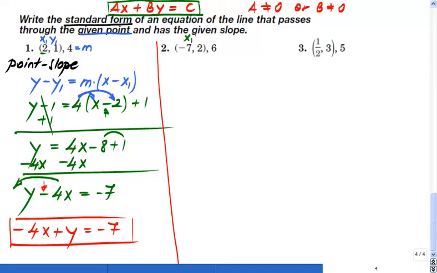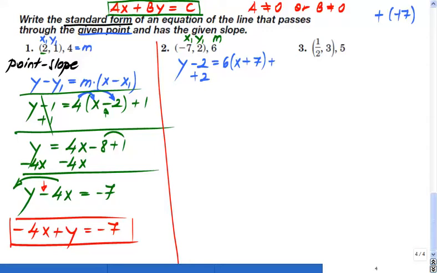Same story. I've got my x1, I've got my y1, I've got my slope. Let's write the equation in point slope form. It will be y minus y1, which is 2, equals my slope times x minus x1. But I have minus negative 7. You change both signs because minus minus is plus, because when you subtract you add the opposite, so it will be x plus 7.